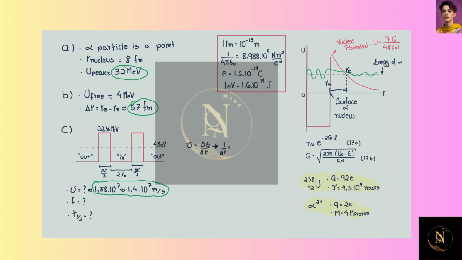1 over delta t is equal to the speed divided by the displacement. And then we just have to plug in the values that we already have. The speed v is equal to 1.38 times 10 to the 7th. We approximate only at the end of each of these calculations. And then we divide by the diameter of the nucleus, which is 2 times the radius, which is 8 femtometers, so 10 to minus 15 here.